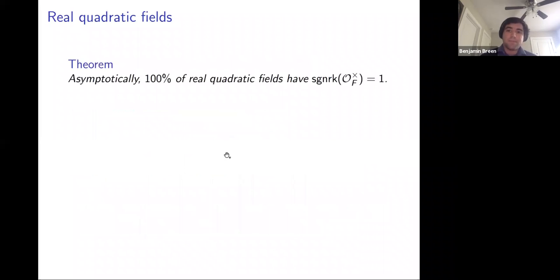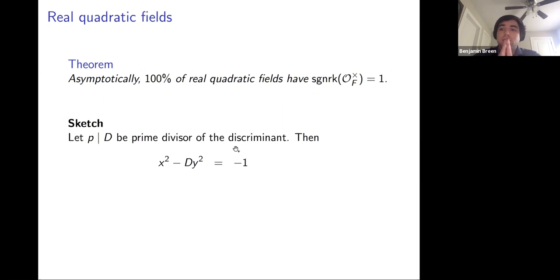So you find from this, when you consider very general real quadratic fields, that 100% of real quadratic fields will have signature rank 1. So the units are all either totally positive or totally negative. And to give a quick sketch of why this is true, you start by considering that negative Pell equation, and you take a prime p which divides the discriminant of your quadratic field.